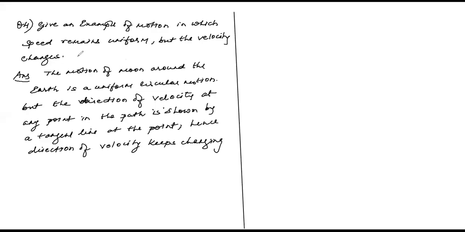Give an example of motion in which the speed remains uniform, but the velocity changes. So the motion of the moon around the earth is a uniform circular motion, but the direction of velocity at any point in the path is shown by a tangent line at that point. Hence, the direction of velocity keeps changing. Now I go to question number 5.